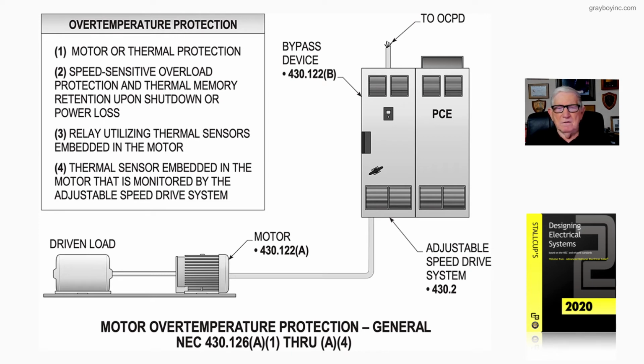And this motor over temperature protection is outlined in NEC 430.126(A)(1) through (A)(4). But that's basically what Figure 18-66 is illustrating, is that this over temperature protection has to be provided. And sometimes they do it with a water tap system and can be very large.